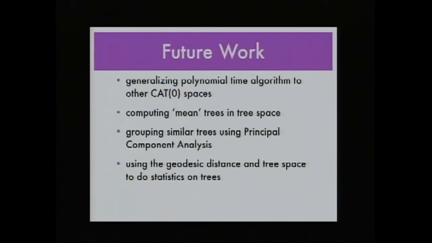So future work from this is generalizing this algorithm to other arbitrary CAT(0) spaces, so these CAT(0) cube complexes. Computing mean trees, which I'm going to talk briefly about in a minute. Somehow doing principal component analysis on the space of phylogenetic trees to be able to cluster trees. I'm also talking to some people at UNC about this. And then eventually, figuring out ways to do statistics on trees using this tree space and geodesic distance.